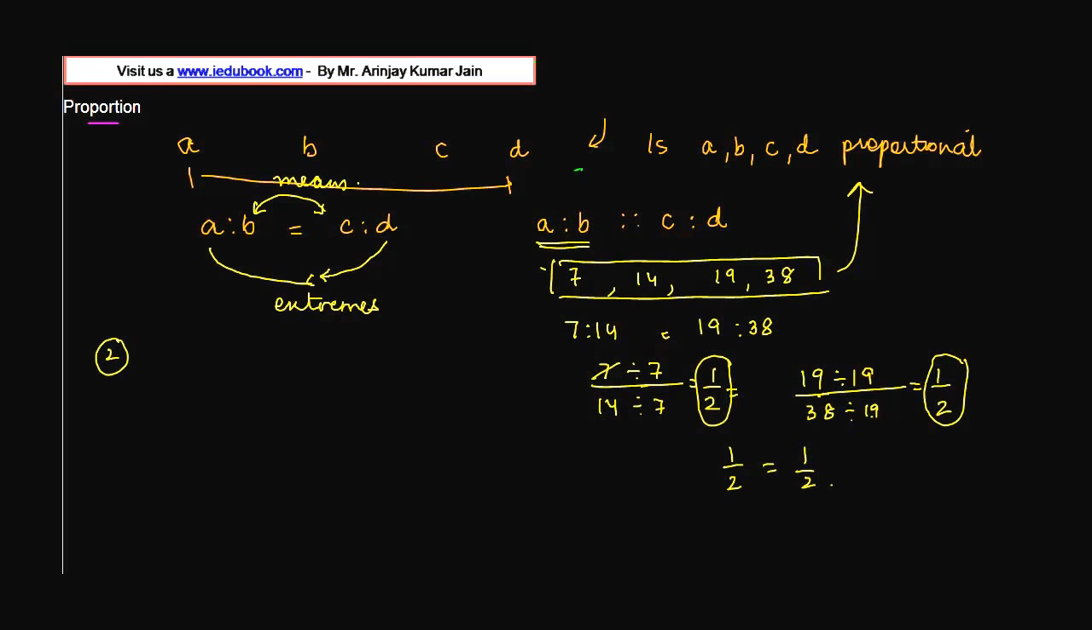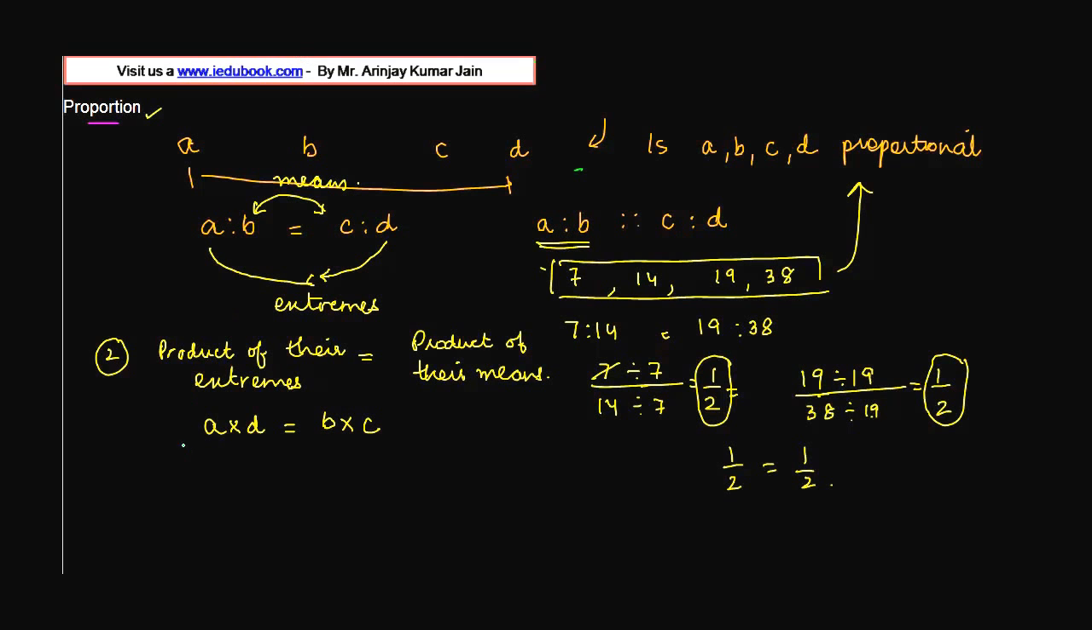Let's look at property number 2 of proportion. If these four numbers are proportional, one of the other qualities that is there is that the product of their extremes would be equal to the product of their means. What are the extremes? A into D. A into D is equal to B into C.